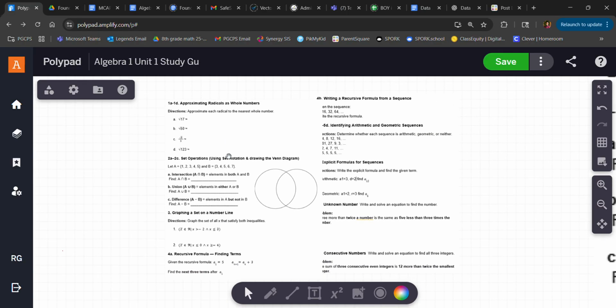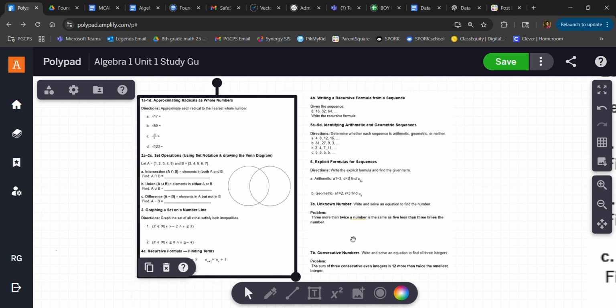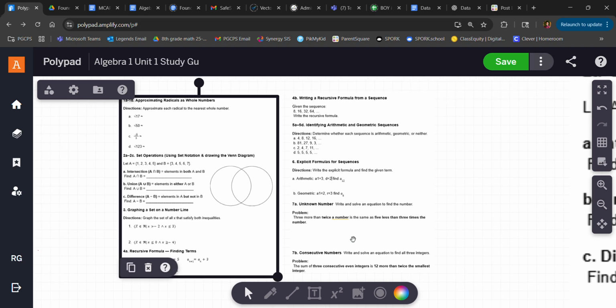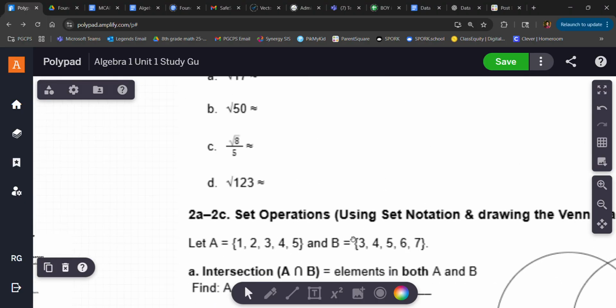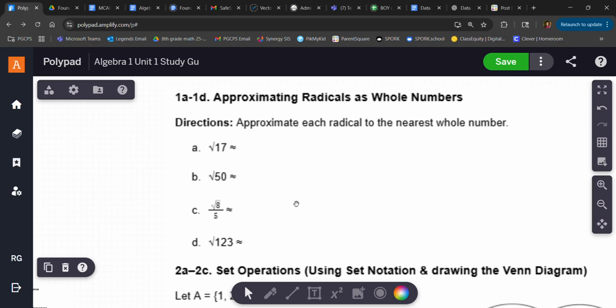Each skill that you see listed in here in questions 1, 2, 3, 4, 5, 6, 7, and 7B, all of these skills will be on the Unit 1 test. So let's go ahead and dive into it, starting with question number 1, which is A, B, C, and D. Approximate each radical, the square root of these numbers, to the nearest whole number.